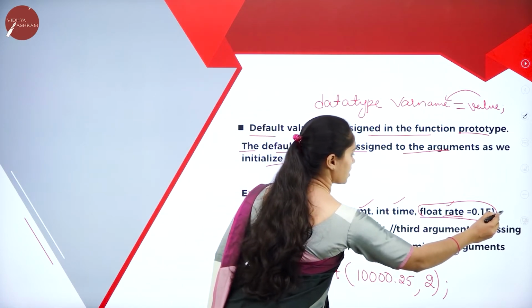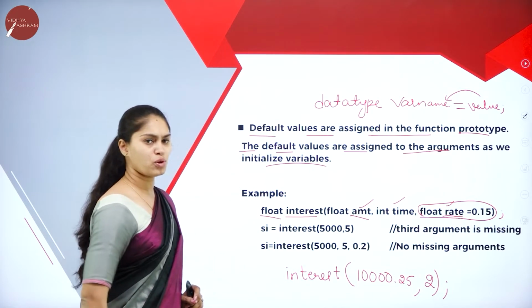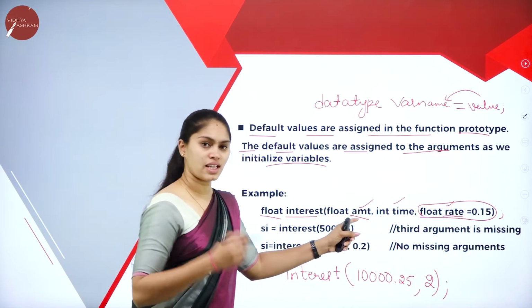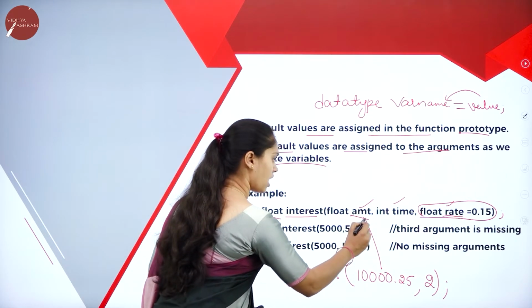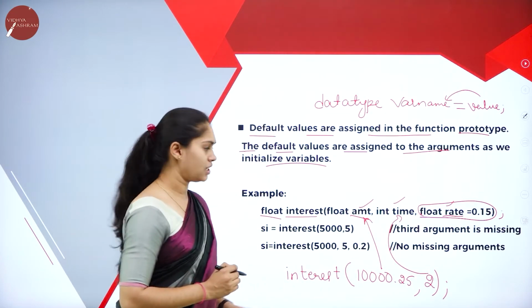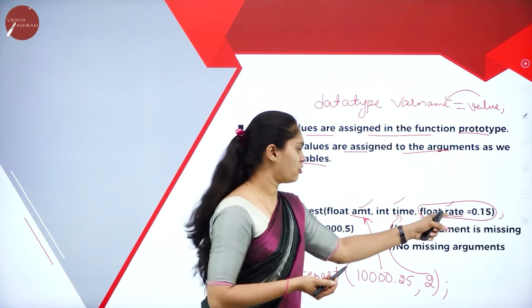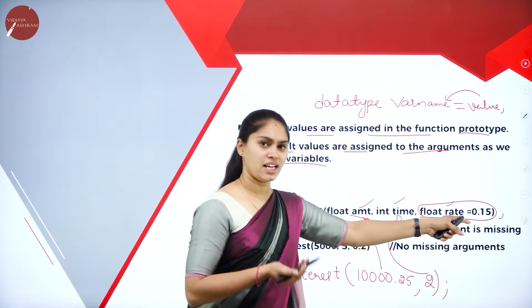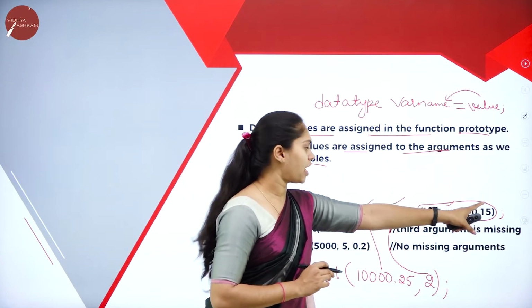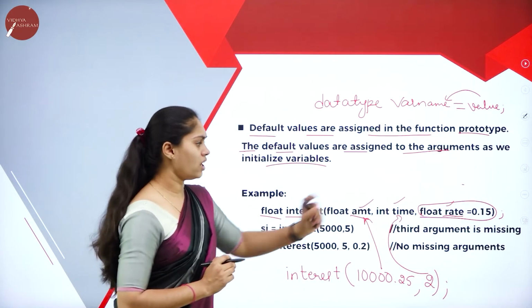Okay. So at last, in the function prototype, I am going to put a semicolon. Here you can see that 10,000.25 is the value that will be assigned to this amount, and this 2 years will be assigned to time. Here I don't want to send the value for rate because the default value has already been initialized. Whatever value we have there will be copied to the variable called rate.